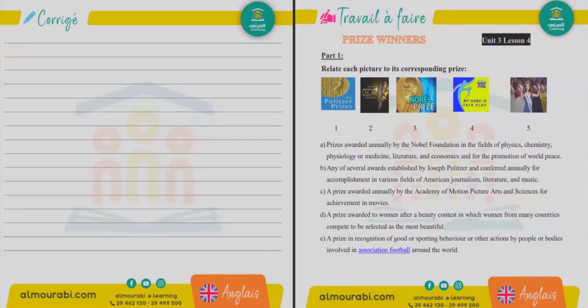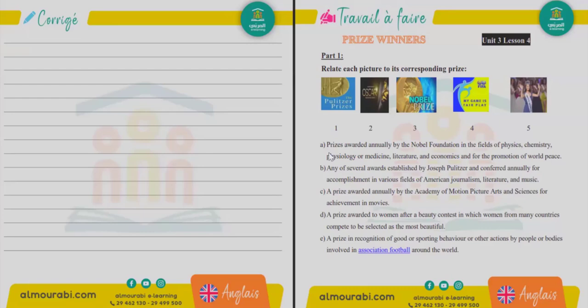Let's start with the first activity here. We will just match each picture with the corresponding prize. Different prizes here. Let's know something about them. Great. So anyone to read about the first prize?